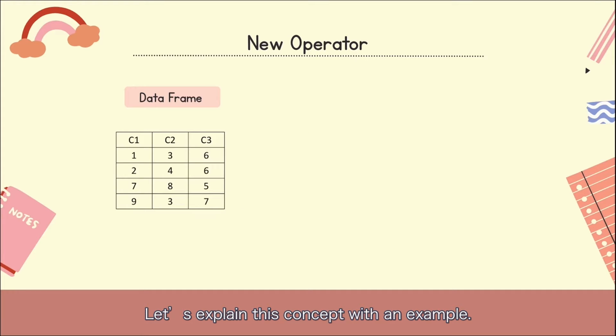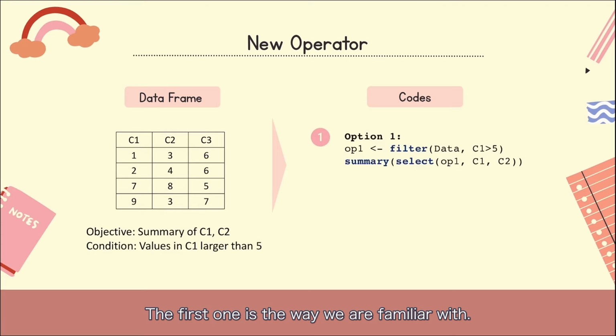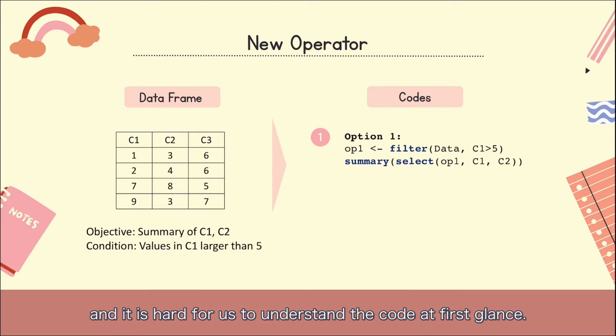Let's explain this concept with an example. Suppose that we have a data frame called data, and it has 3 columns, which are C1, C2, and C3. The values of all 3 columns are assigned randomly ranging from 1 to 10. If we want to get a summary result of C1 and C2 with values in C1 larger than 5, how should we write the code? There are 2 options. The first one is the way we are familiar with. As you can see from the side, each operation is written separately, and it is hard for us to understand the code at first glance.